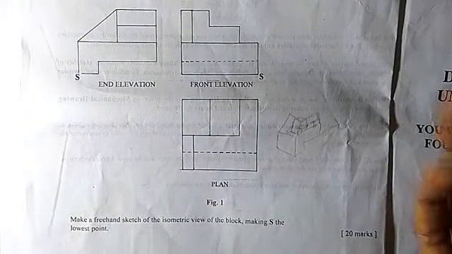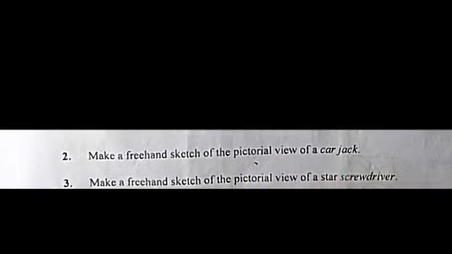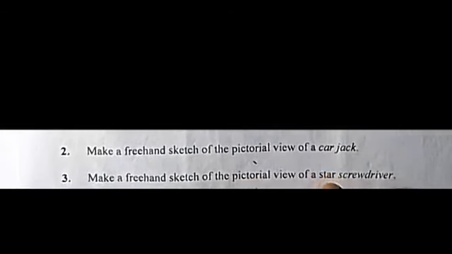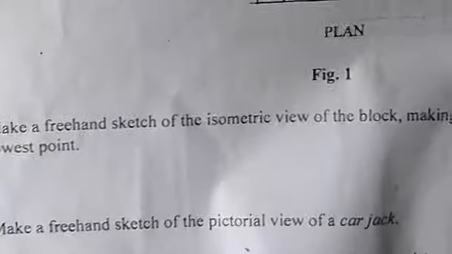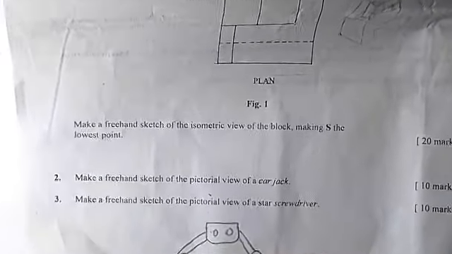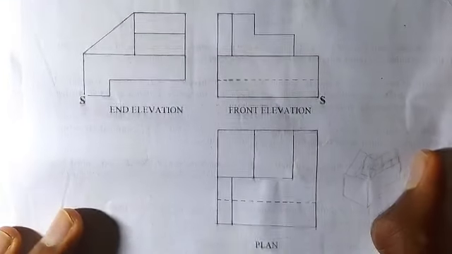Also in their question, they asked to make a freehand sketch of the pictorial view of a car jack and also the pictorial view of a star screwdriver. Very interesting to note. This is what they asked to do in the questions, but this is the one we're taking today: to make a freehand sketch of the isometric view of this block. So that's what we'll be drawing for today.